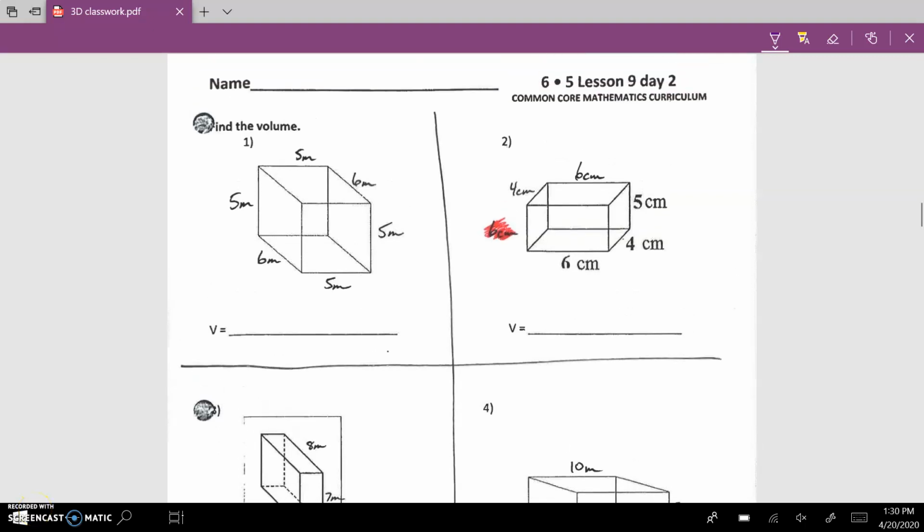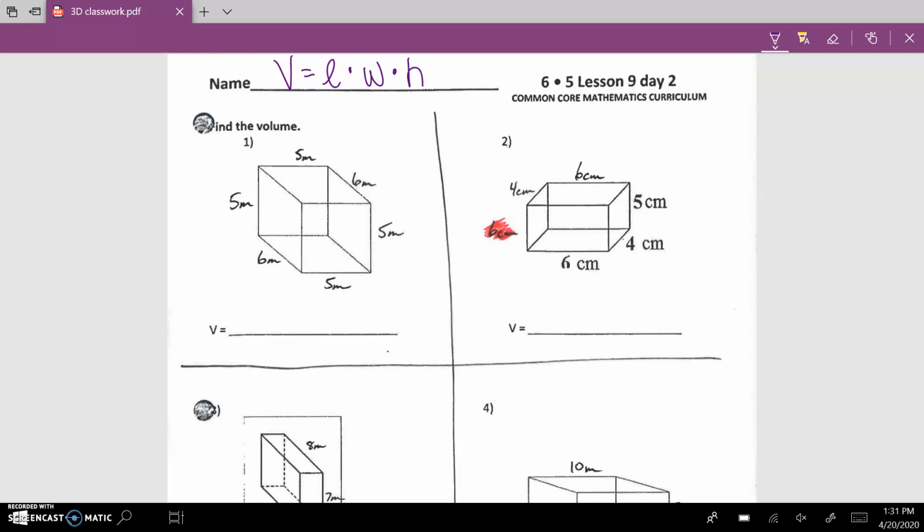All right, so here we are on the 5.9 day 2 classwork where we are trying to find the volume of these shapes. So remember to find the volume, volume for now is just the length times the width times the height. So you're just multiplying three numbers and that's all you're doing.